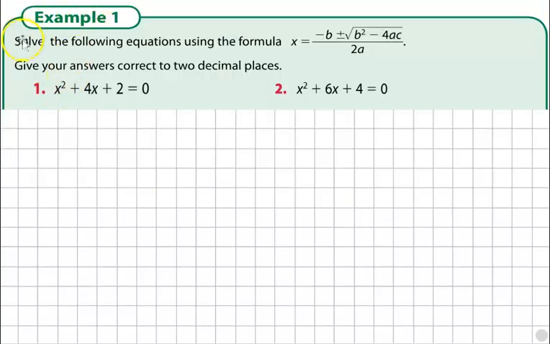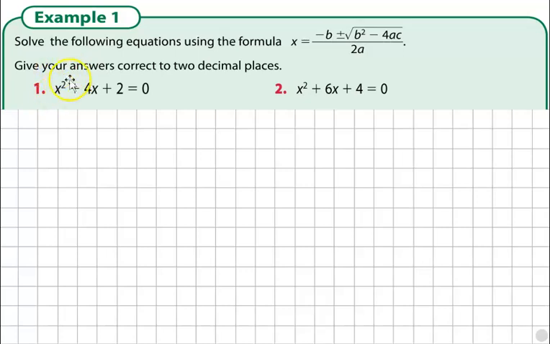Example 1. Solve the following equations using the formula x is equal to minus b plus minus root b squared minus 4ac all over 2a. Give your answers correct to 2 decimal places. Whenever you are asked to solve a quadratic and it tells you to do it correct to a number of decimal places, that should be a hint to use the minus b formula, because it cannot be factorized.